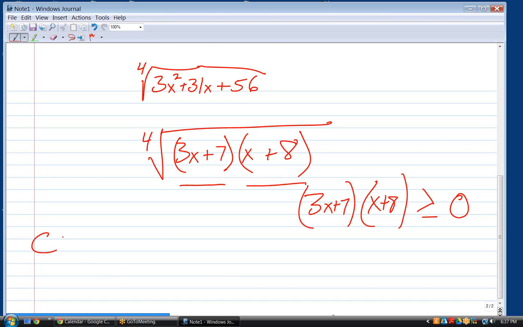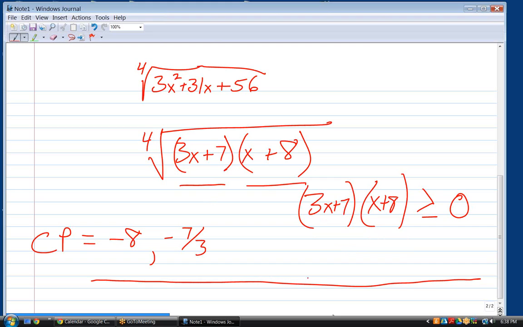So what are the critical points? By critical points, do you mean negative 8 and negative 7/3? Yes, negative 7/3. Critical points are whatever makes these 0. If I was dividing by an x minus 5, then I would also have a critical point at x equals 5. So whatever makes either your denominator or your numerator 0 is a critical point. Now we draw our line chart, putting these 2 points on there.